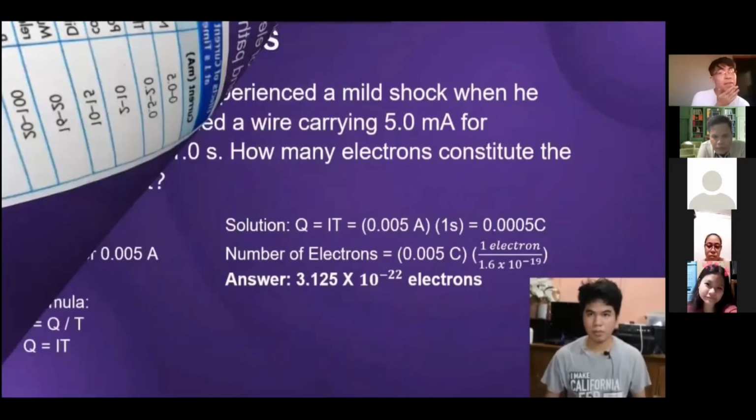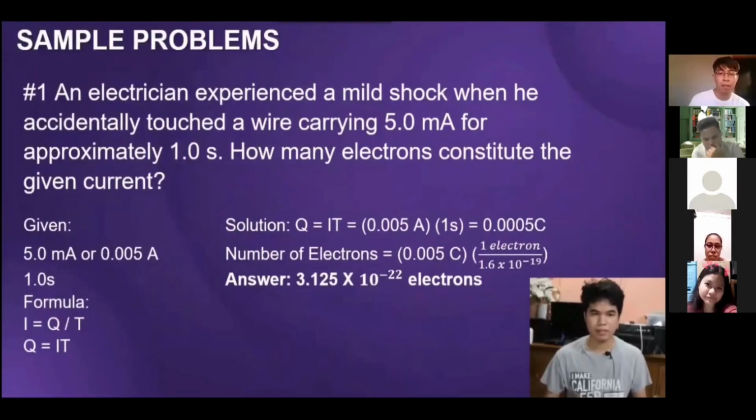For our sample problems, sample problem number 1. An electrician experienced a mild shock when he accidentally touched a wire carrying 5 milliamperes for approximately 1 second. How many electrons constitute the given current? So ang given natin dito is 5 milliamperes. Or pag kinonvert natin siya sa ampere, magiging 0.005 amperes. At ang time is 1 second.